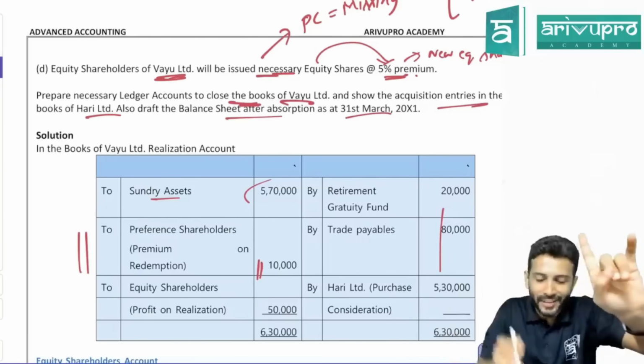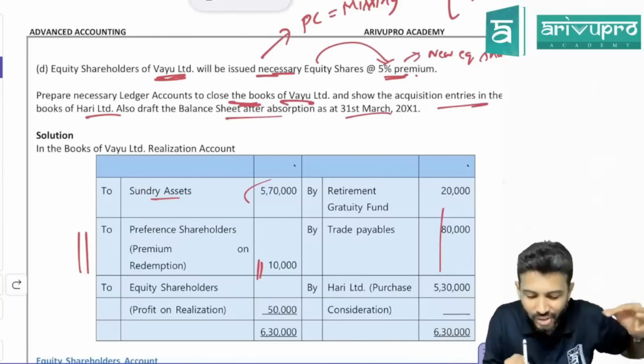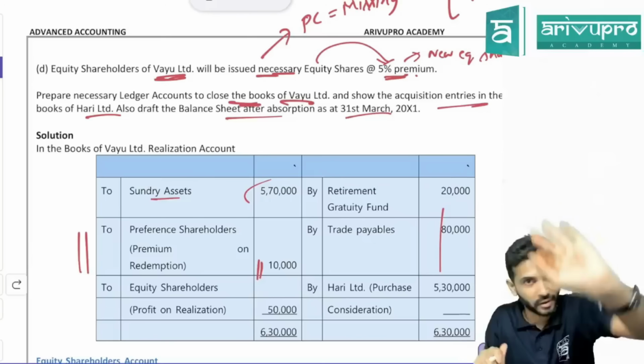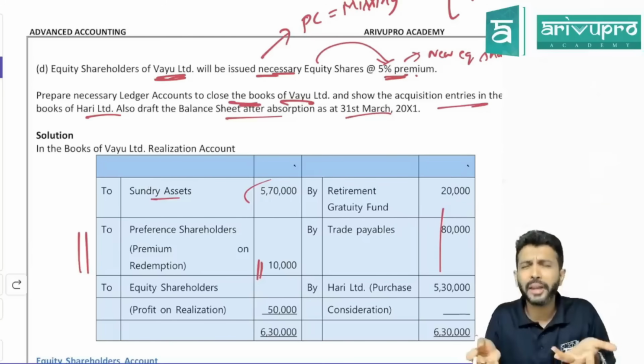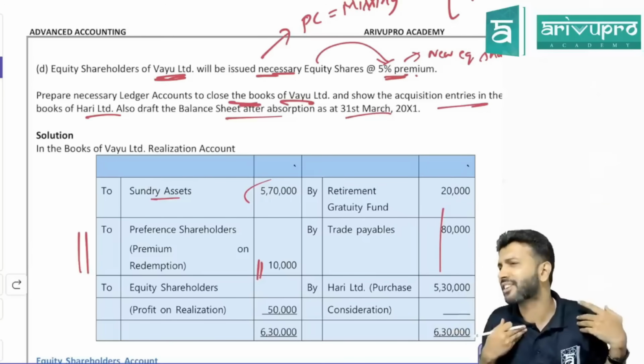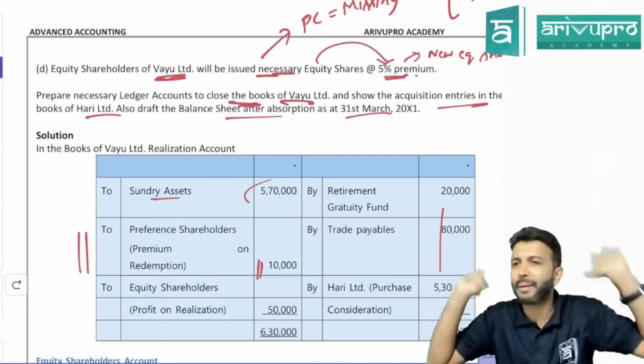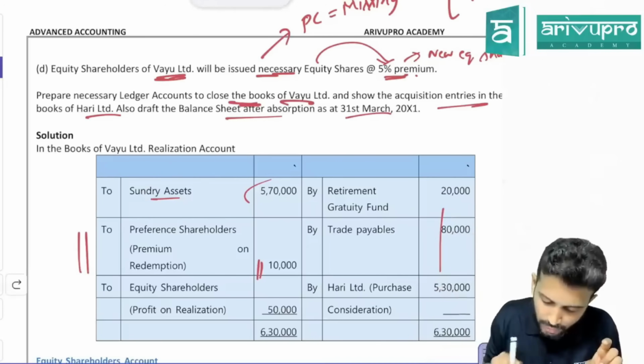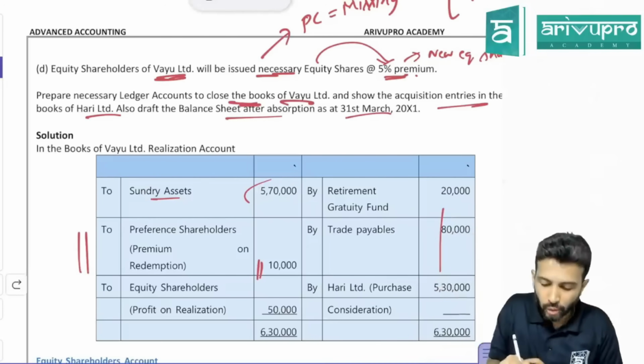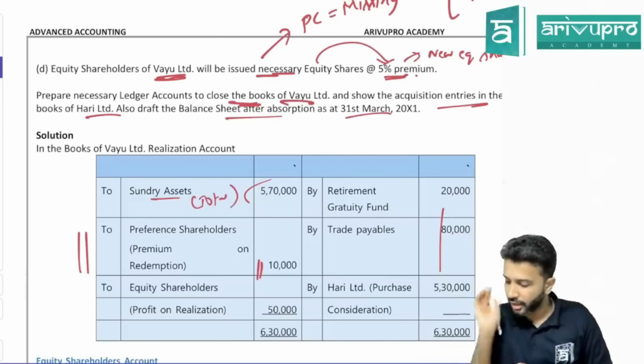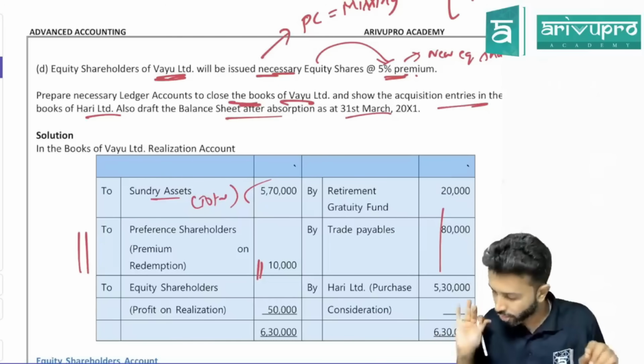If study material gives a shortcut, we should grab it. In my opinion, ideally you should show all the assets one by one. That's what we have done in class also. But study material is saying you do it as a total, it's fine, we will accept. If they are saying we will accept, we will grab it. So instead of showing assets one by one, you show the total. Sundry assets is the total assets that they are talking about.